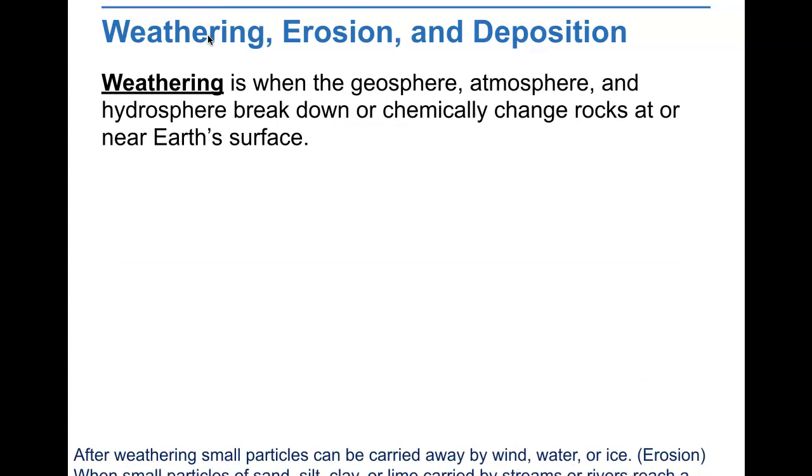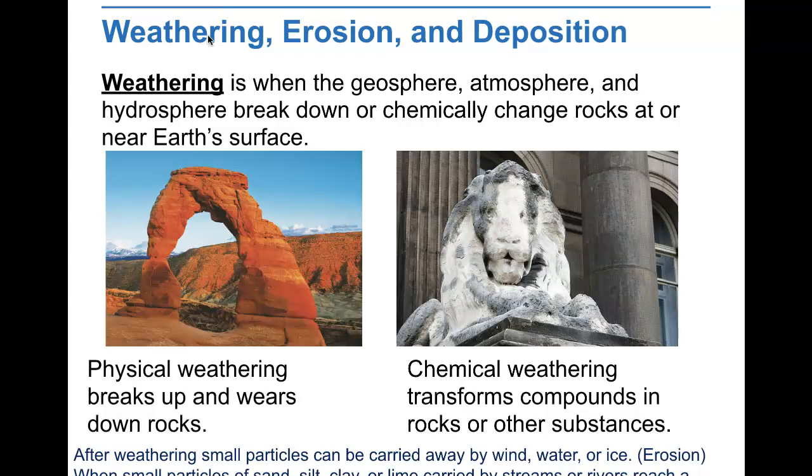Weathering, erosion, and deposition. Many interactions between the geosphere, atmosphere, and hydrosphere break down and chemically change rocks at or near Earth's surface. This process is called weathering. Some different types of weathering are shown in these pictures below. If water enters cracks in rocks and then freezes, it expands. That expansion can break rock into smaller and smaller pieces.